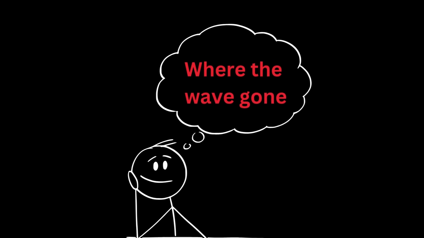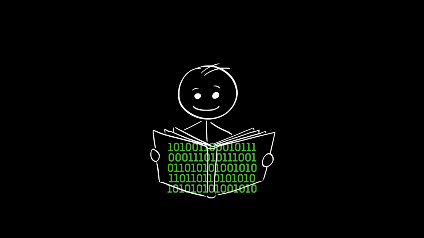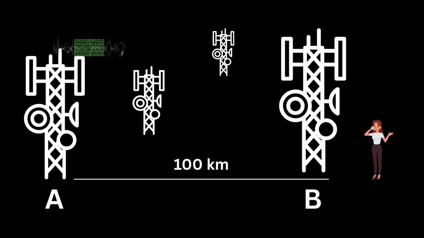So where does the wave go? It flies to the nearest cell tower. That tower is like a giant catcher's mitt. It grabs the wave, opens the secret letter, and reads the numbers. But your friend's not standing next to the tower, so the tower sends the numbers down wires or to other towers until it finds a tower near your friend.